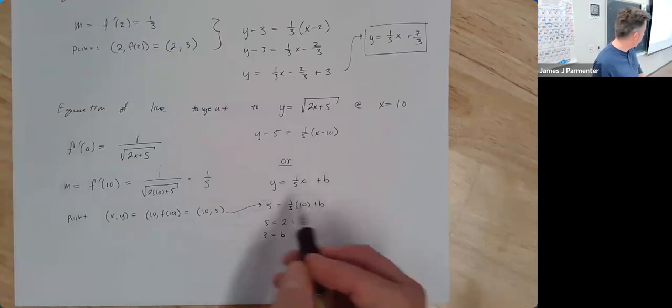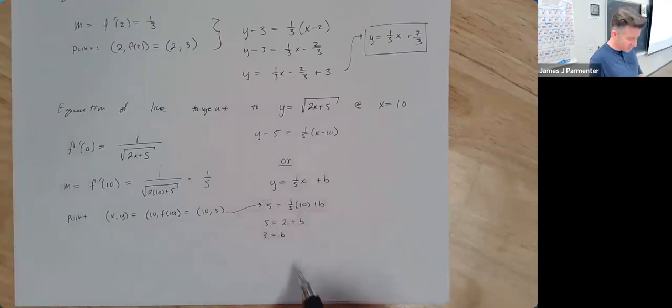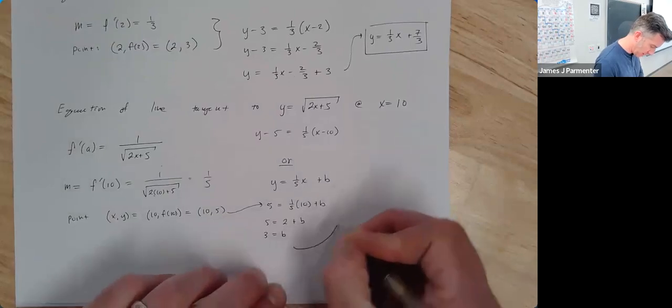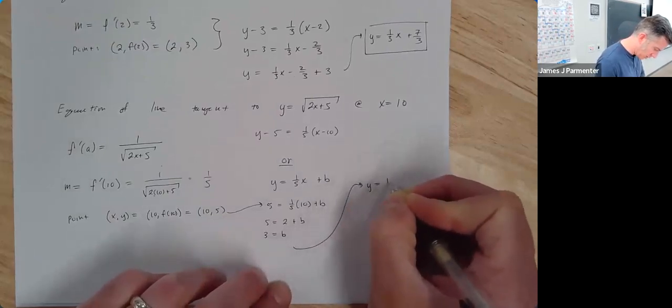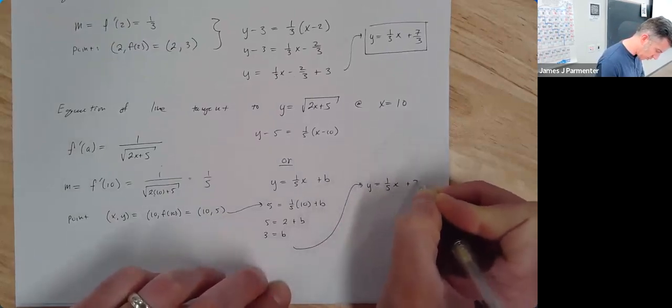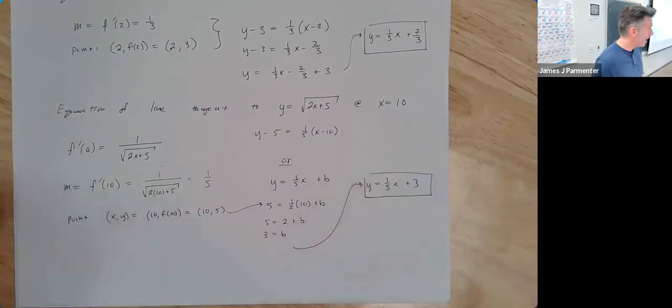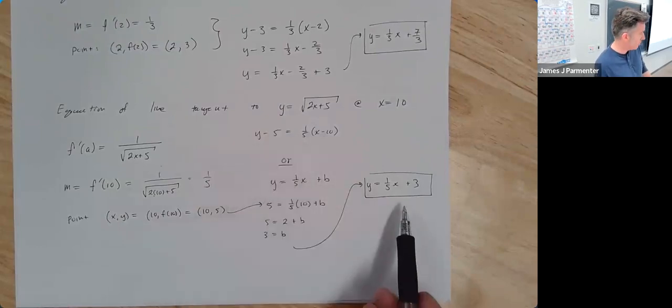The only part I don't love about doing it this way is that at the end, you feel like you're done because you found b, but then you have to go back and rewrite the equation of the line with your b value in it. So I should go back and say, okay, that means y equals 1/5 x plus 3. Either way is totally fine. I prefer doing it this way. If you like that better, though, do that.